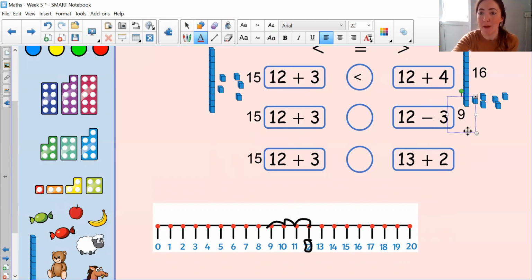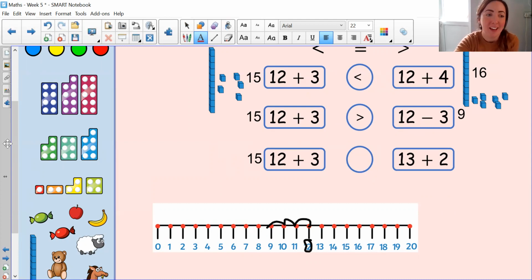Okay, so 15 compared with 9. 15 is greater than 9. So 12 add 3 is greater than 12 subtract 3. Some of you, if you've got a keen eye, might have noticed that you didn't even need to use resources for that one. I wonder why. We'll talk about that in a minute.